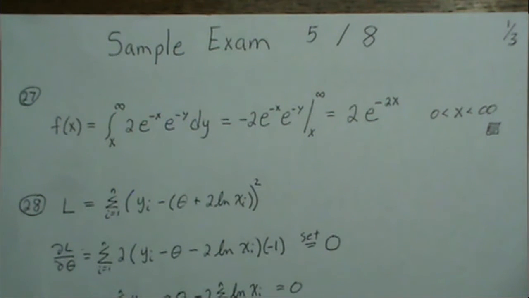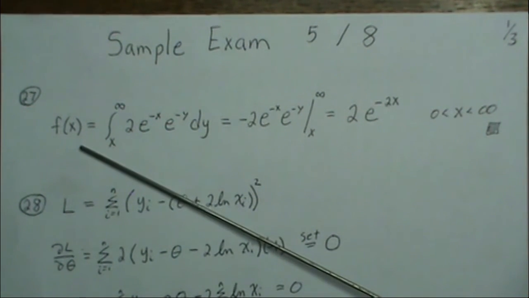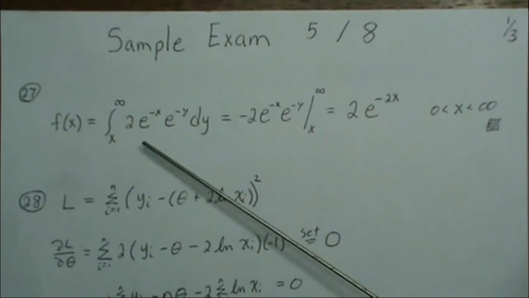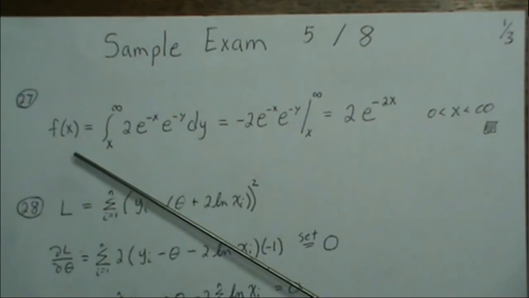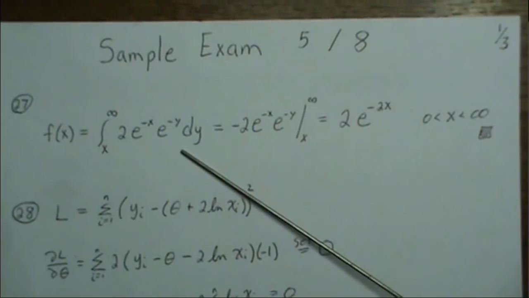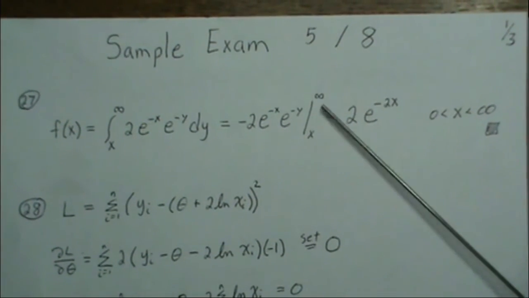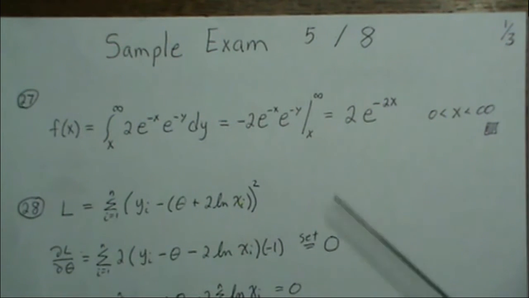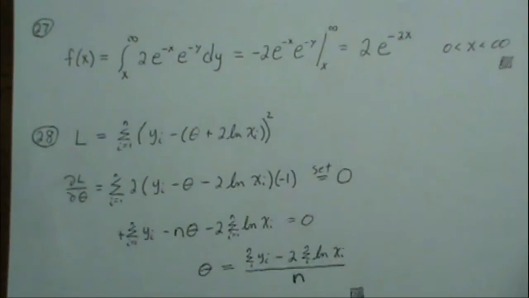Problem number 27 of sample exam 5, we're asked to find the marginal distribution of x. And we're given the joint distribution. This is the joint density right here. And so to find the marginal of x, we integrate out y. And y goes from x to infinity. So then you take the antiderivative of that, plug in the limits, we get 2 times e to the minus 2x, where x is between 0 and infinity.